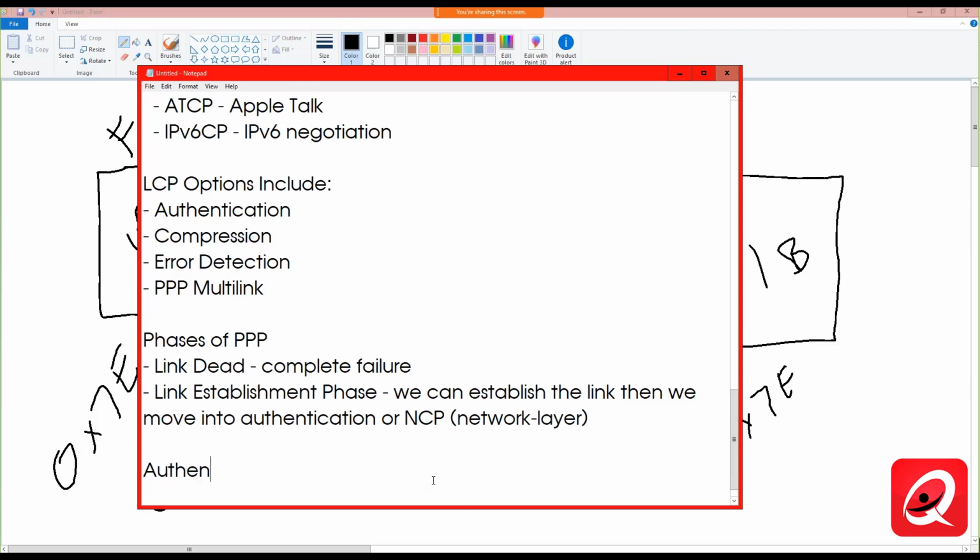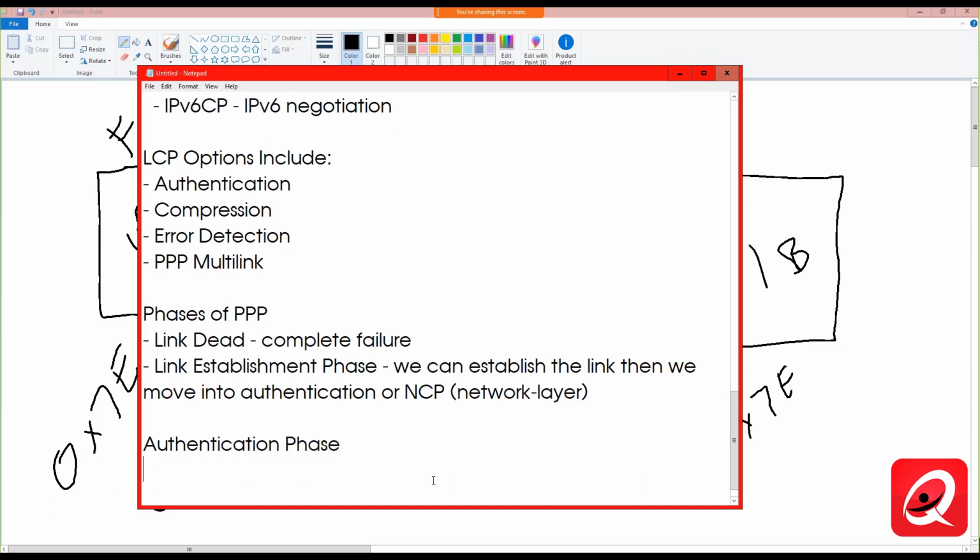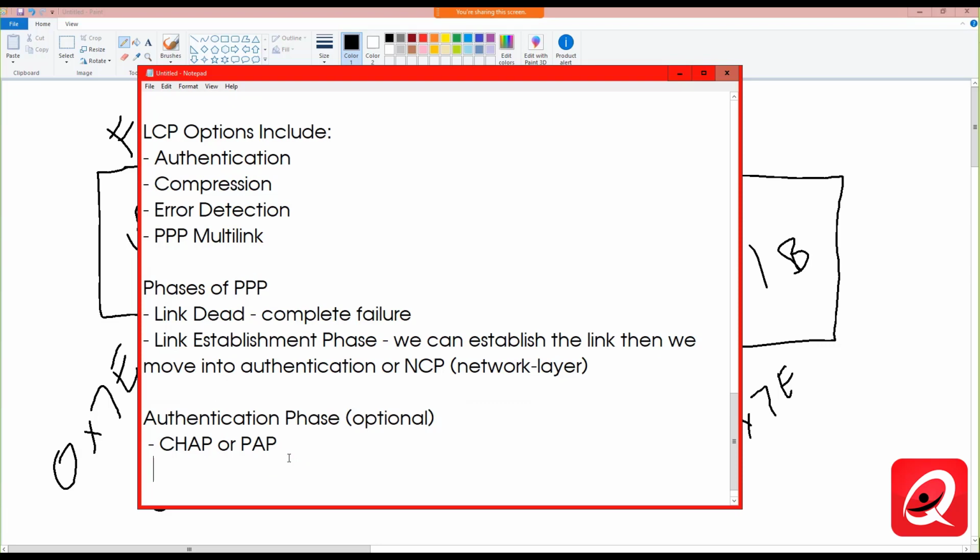Now, if I do have authentication, let's say the authentication phase is active, which is optional. We don't have to use authentication with PPP. This allows essentially both sides to negotiate authentication before the connection actually gets established. So again, authentication is part of LCP, it's not part of NCP. All right, and that's where we can do CHAP or PAP authentication.